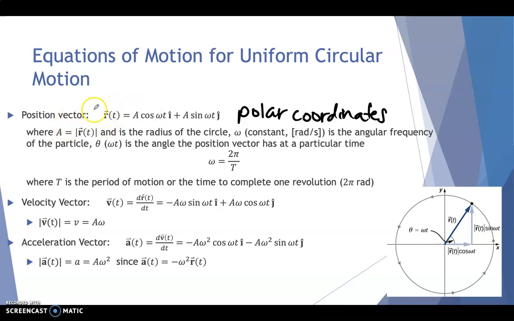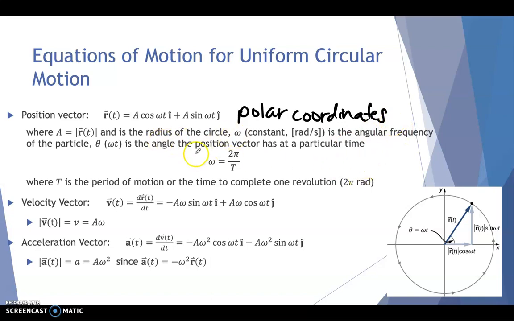So the position vector is r of t equals a, where a is the radius of the circle and the magnitude of the position vector. Okay. Cosine of omega t, and omega is a constant. It is measured in radians per second. It's the angular frequency of the particle. Okay, so whatever particle we're looking at.